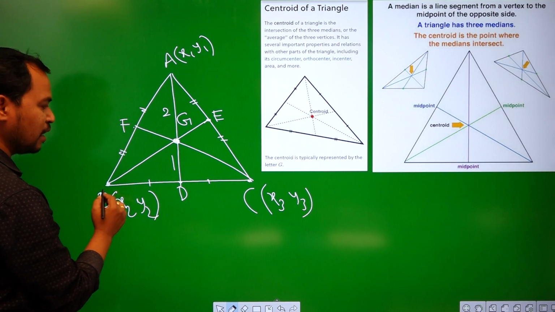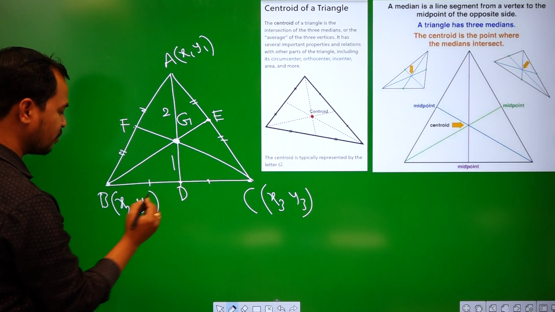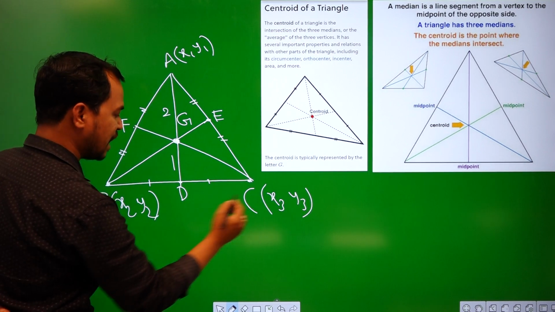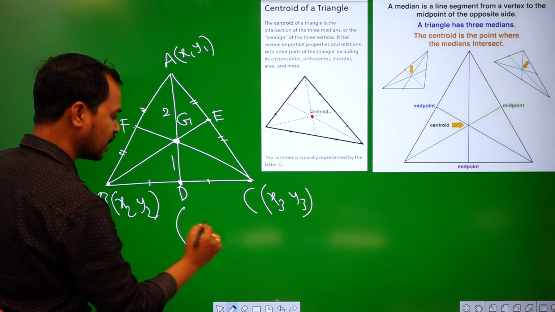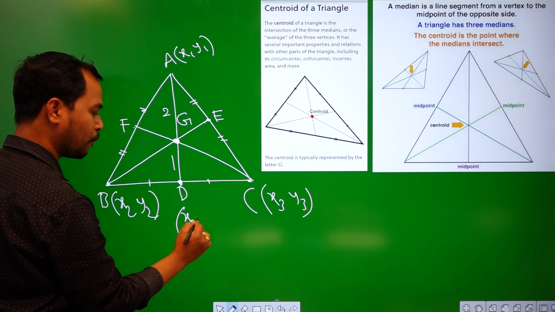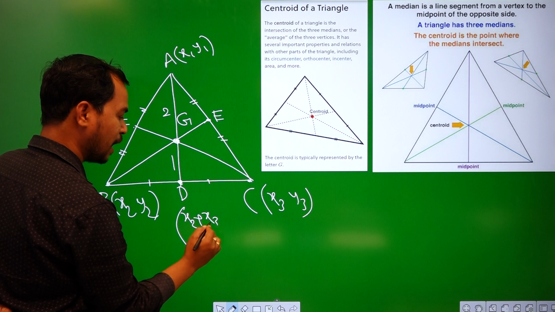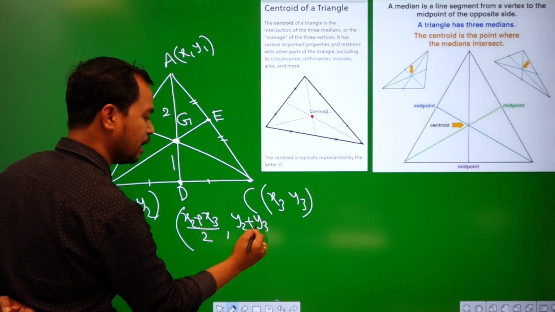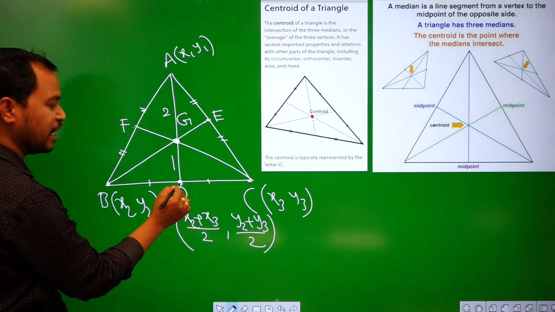So what is the midpoint? It is (x1 plus x2 by 2, y1 plus y2 by 2). Here the vertices are B (x2, y2) and C (x3, y3). Then the vertex D becomes (x2 plus x3 by 2, y2 plus y3 by 2). This is the D vertex.